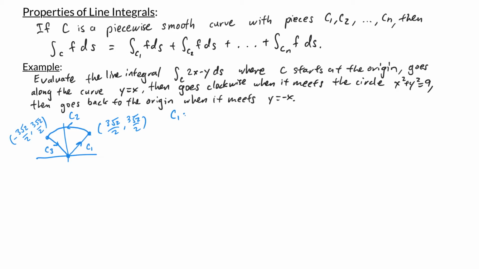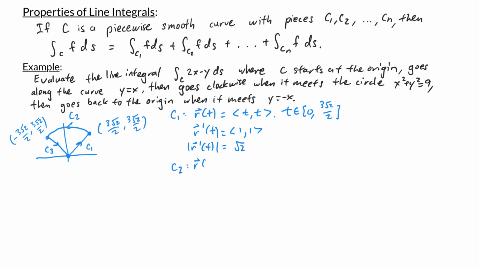For C1, I have the parameterization r of t equals (t, t), where t goes from 0 to 3 square root of 2 over 2. R prime of t would be (1, 1), so the magnitude of r prime of t would be the square root of 2. Our second curve, C2, would have parameterization r of t equals (3 cosine t, 3 sine t), where t goes from pi over 4 to 3 pi over 4. And the magnitude of r prime of t in this case will be 3.